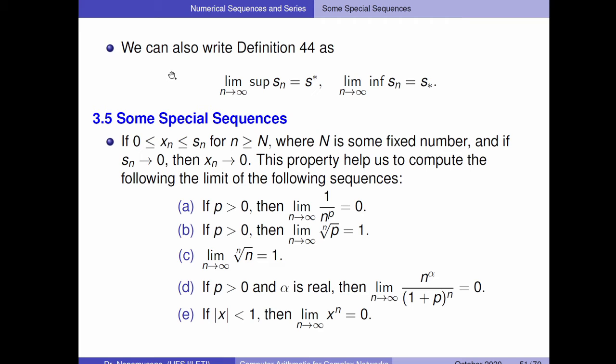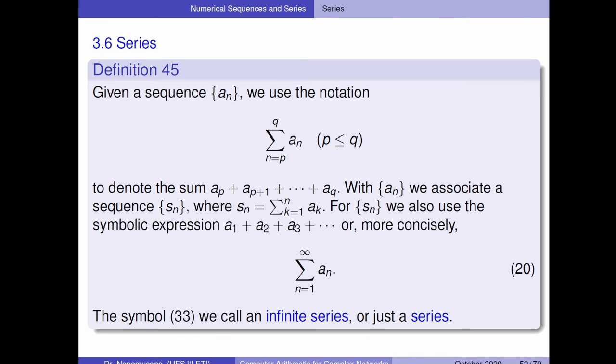Some special sequences are quite common to study in basic calculus. If p is greater than 0, then the limit of this expression goes to 0. If p is greater than 0, this other limit goes to 1. And there are many of these sequences. It's quite easy to go to any Wikipedia page to see very many special sequences.